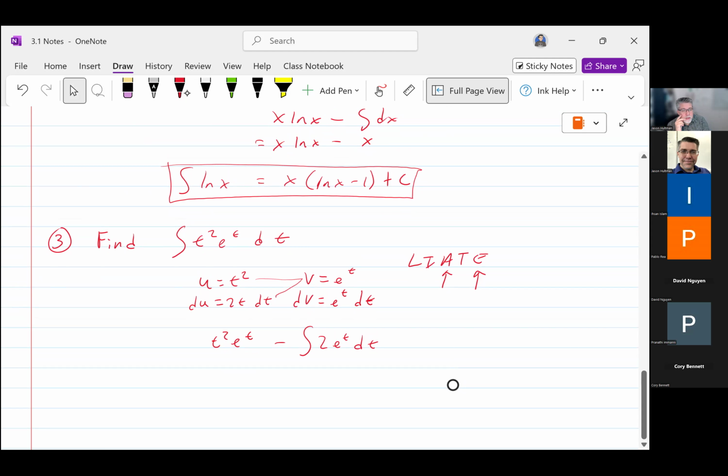You know, we still have an integral that involves a t and an e to the t. So it didn't really help us much, but it did because we're down 1 power. We dropped 1 power, and the next time we drop a power, we're going to go to a constant, and that's going to help us out a lot.